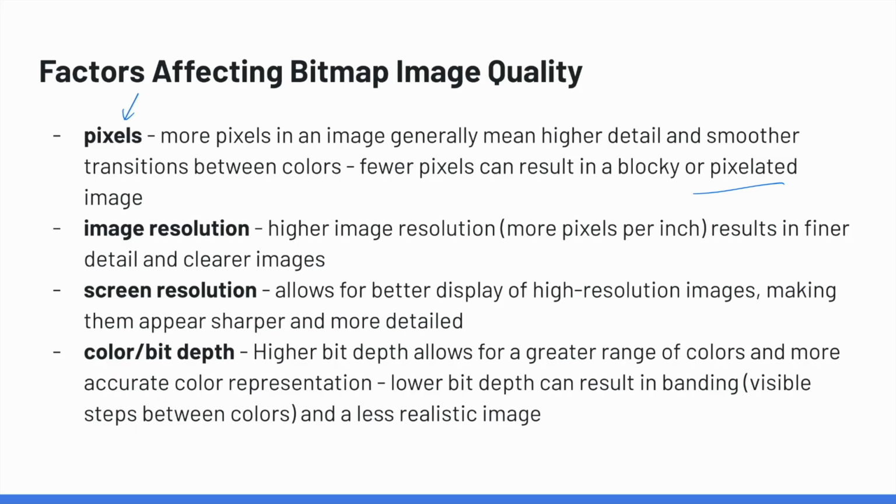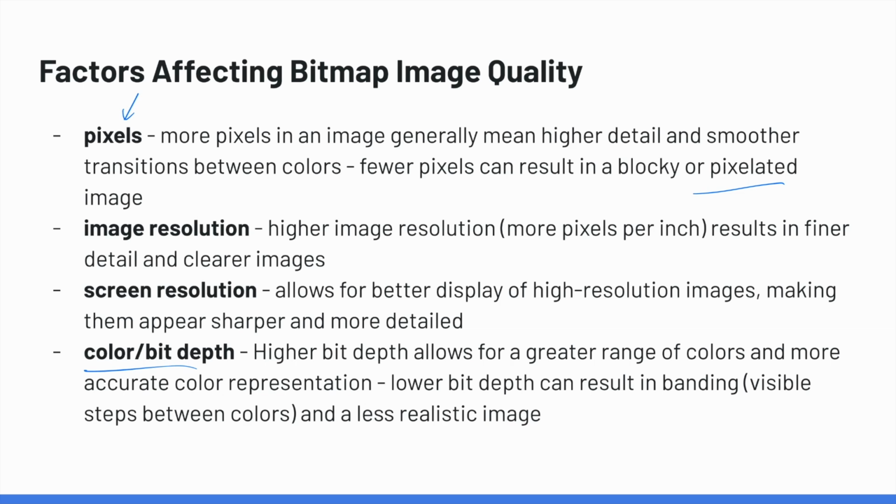Next, image resolution. The higher the image resolution, the more pixels per inch or per given area, the more detail we can represent an image in, and the clearer the image will be. Screen resolution means that we can better display high resolution images. So if our screen resolution is less than our image resolution, we may not be able to represent that image in full detail. And finally, we have color depth or bit depth, which allows us to display an image in a greater range of colors and perhaps more accurately represent that image.